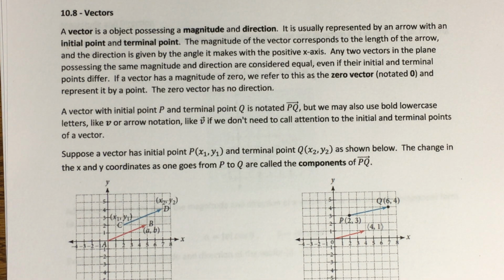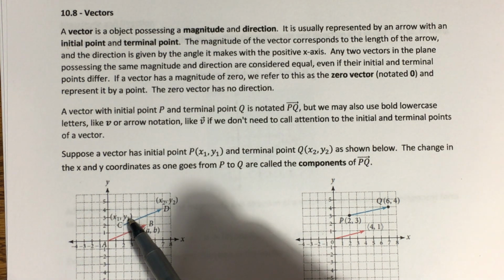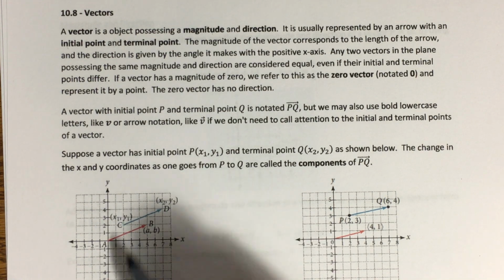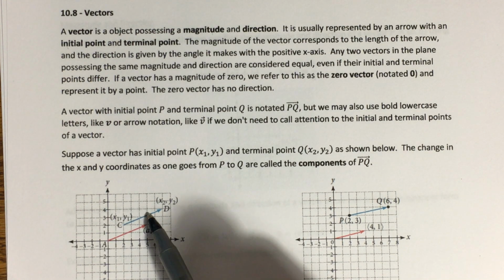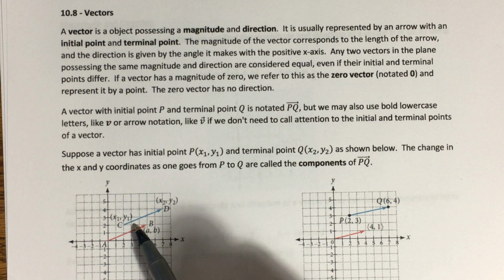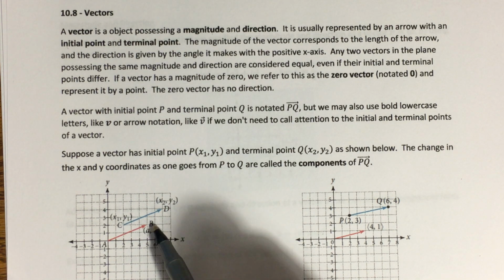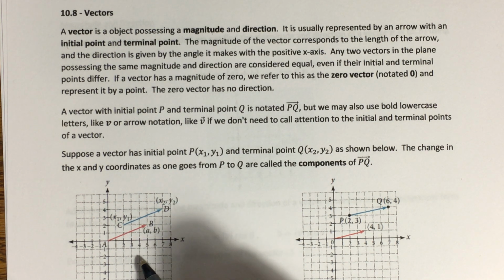Now, any two vectors, if we're representing them as arrows in the plane like this, are considered to be equal if they have the same magnitude and direction, even if their initial and terminal points are showing up in different places. That is, they should be pointing the same direction and they should have the same length if they're going to be called equal. So in this example here, this blue vector and this red vector, we can confirm just by measuring that they both have the same magnitude and direction.